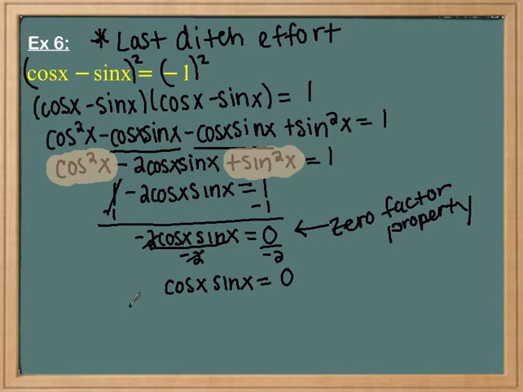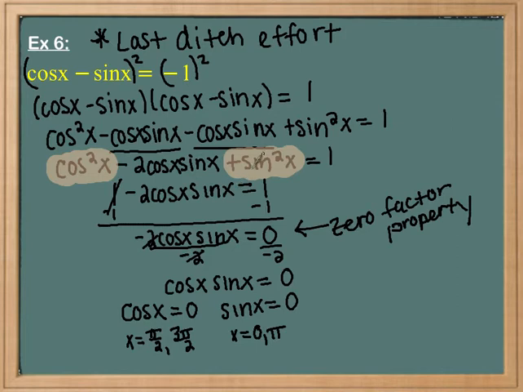So we need to set the cosine of x to 0 and the sine of x equal to 0 and solve. So where's the cosine equal to 0? Well, that's going to happen at pi over 2 and at 3 pi over 2. Where's the sine equal to 0 at? At 0 and pi. Remember, 2 pi isn't going to count because we're not including 2 pi in the solution. It's everything up until that point. So our answers here are 0, pi over 2, pi, and 3 pi over 2.